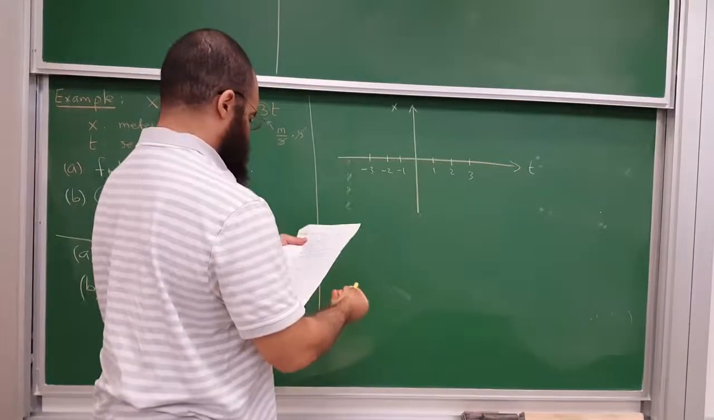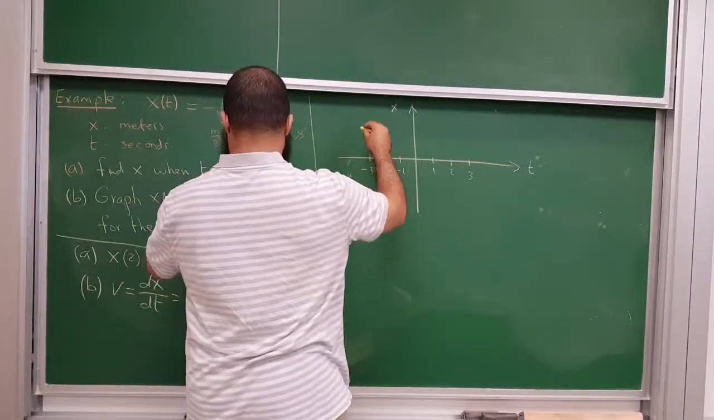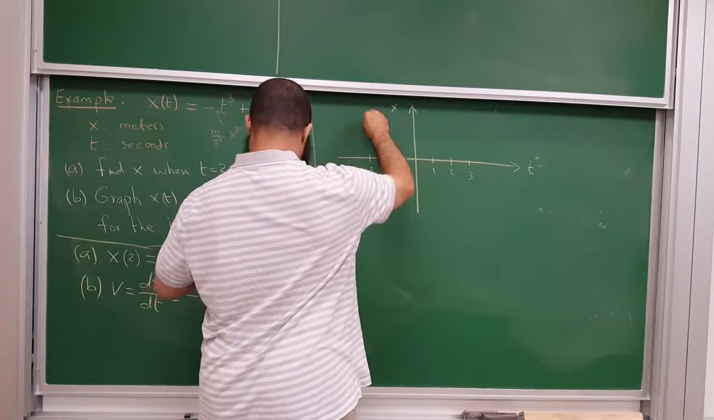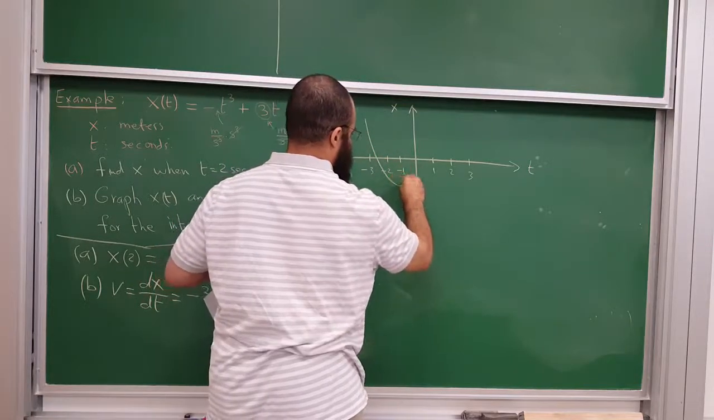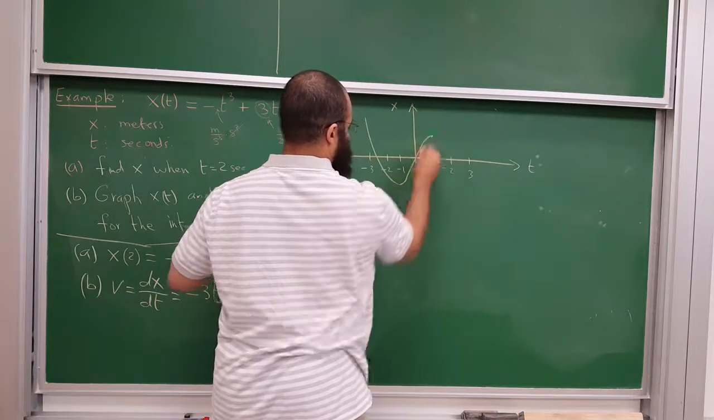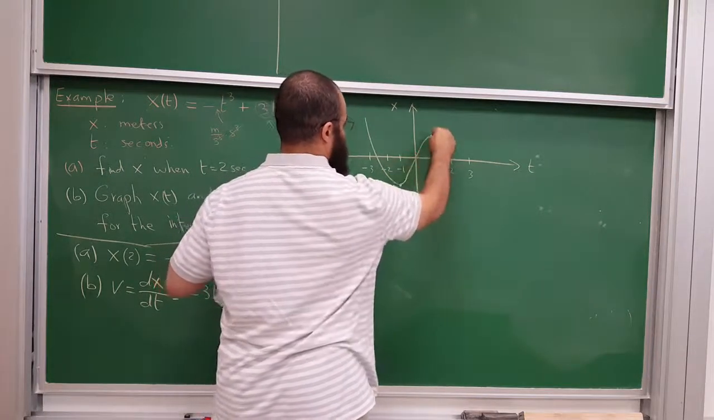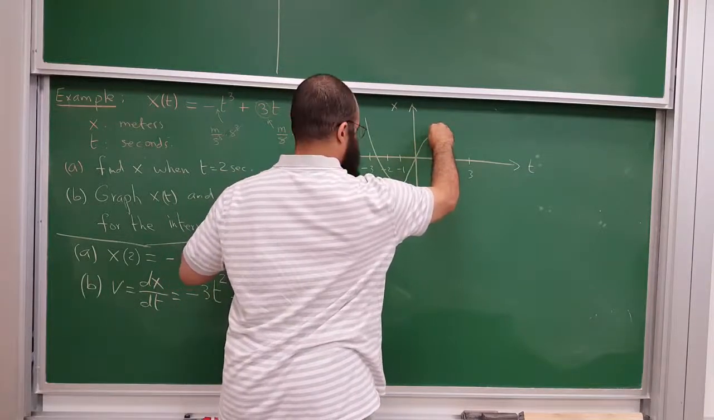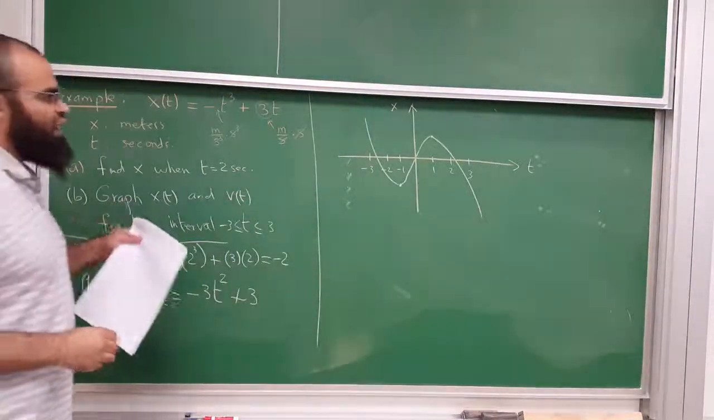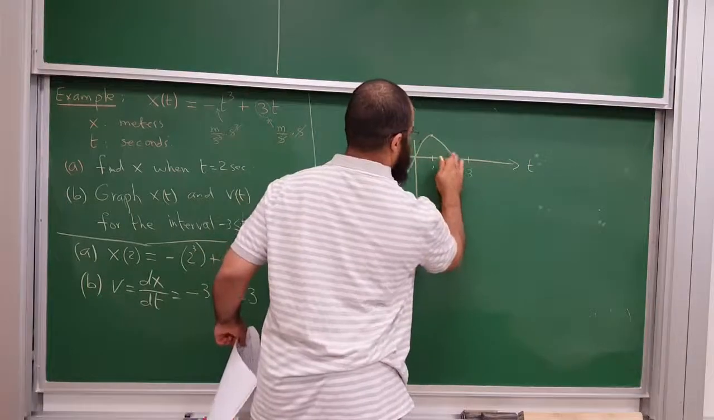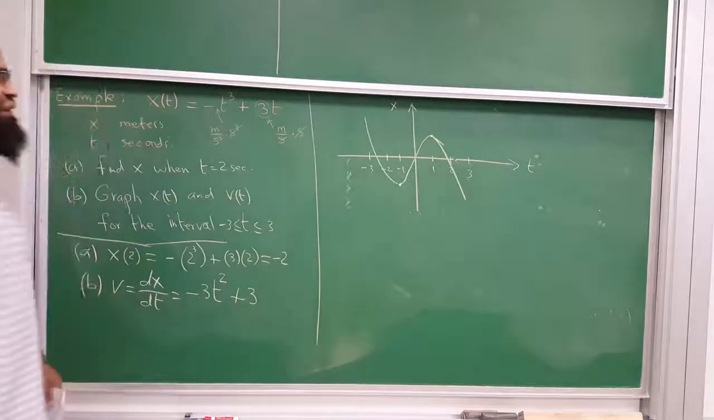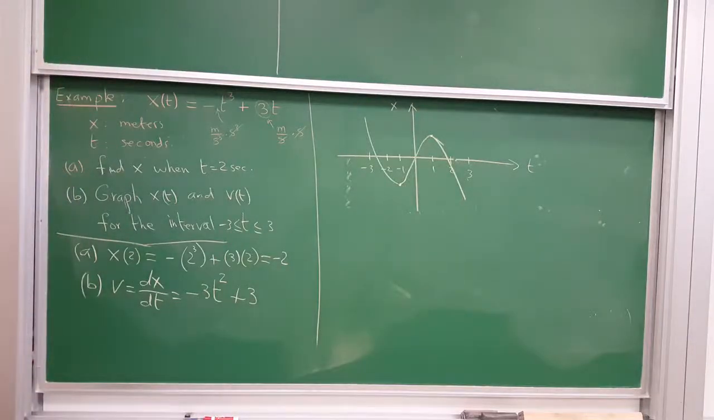And how does it look? It will look something like this. It has a maximum and a minimum here at minus 1 and 1, and then it will decrease like that. Actually, it should be right before 2, I think it's like 1.7 something. Anyways, you can sketch this.